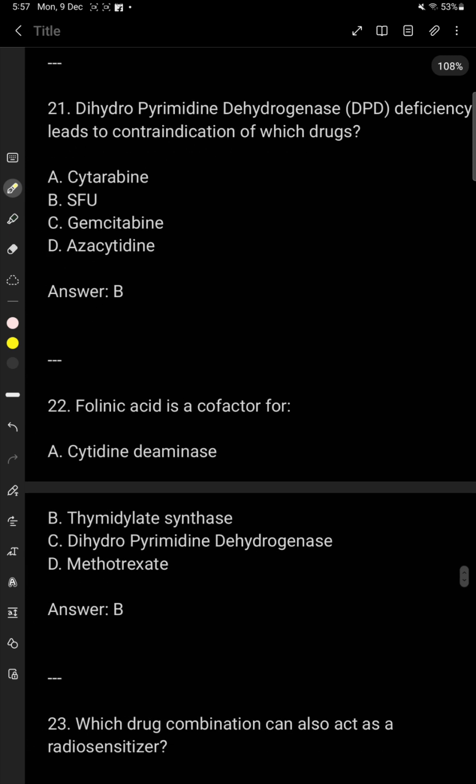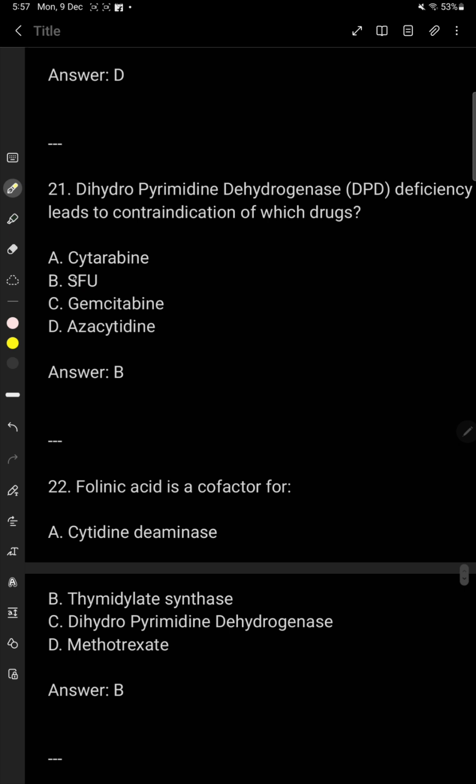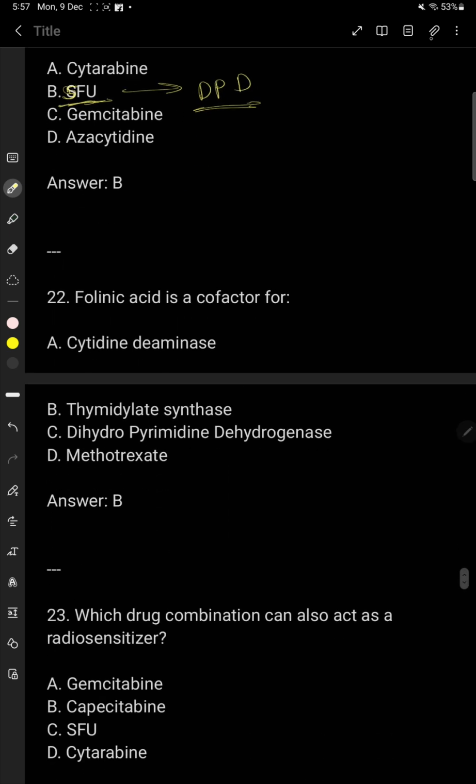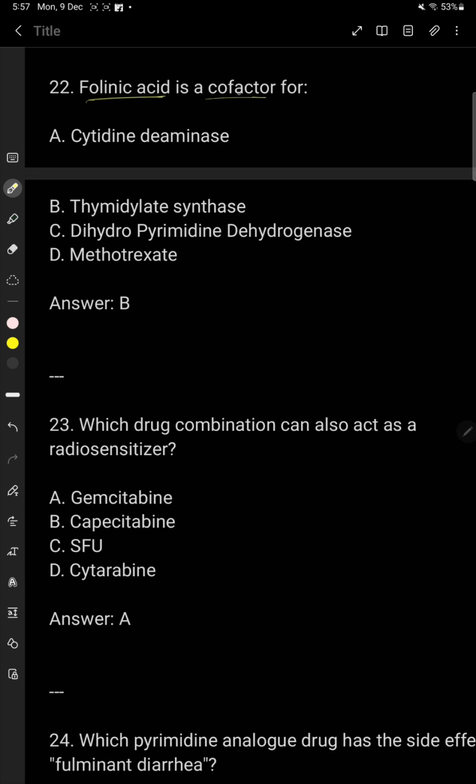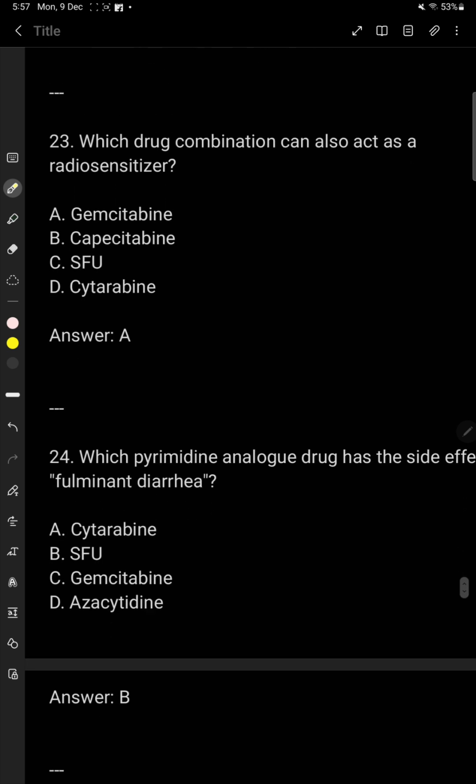Dihydropyrimidine dehydrogenase deficiency leads to contraindication of which drug? 5-fluorouracil. 5-fluorouracil is degraded by dihydropyrimidine dehydrogenase, so if there is a deficiency, it will lead to the accumulation of 5-fluorouracil. So 5-fluorouracil is contraindicated in DPD deficiency. Folinic acid is a cofactor for thymidylate synthase.